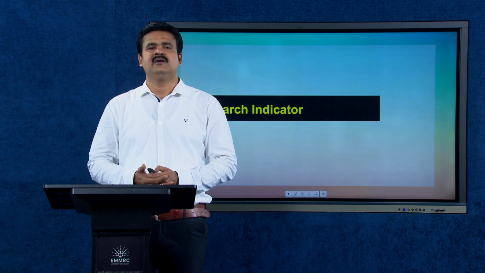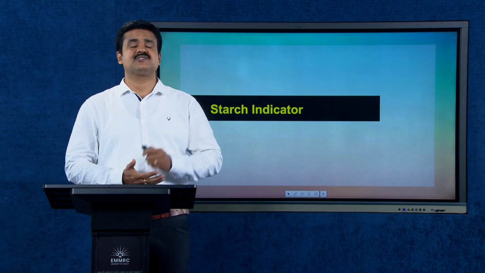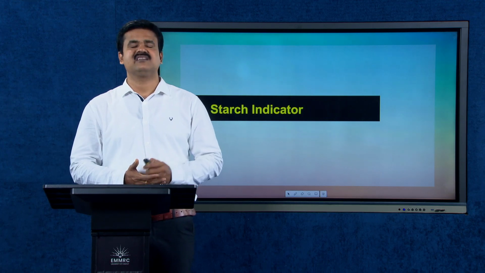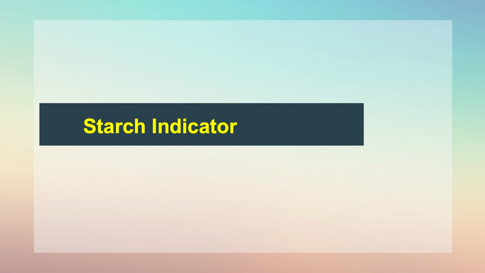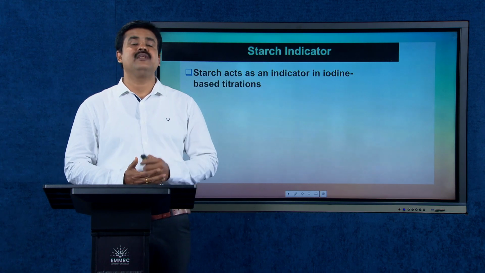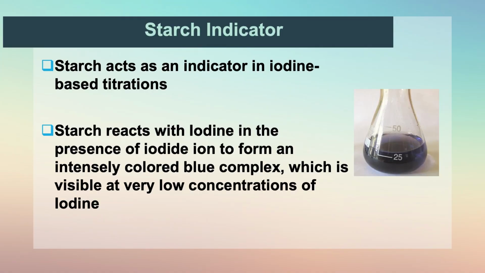these materials. Now, in iodimetry and iodometry, we must have an indicator. The most suitable indicator whenever we are discussing titrations involving iodine is the starch indicator. Now, we can enter into details of the starch indicator. Starch acts as an indicator in iodine based titrations. That means in iodimetry or iodometry, you can use starch as the indicator. Starch reacts with iodine in the presence of iodide ion to form an intensely colored blue complex, which is visible at very low concentrations of iodine. That means even traces of iodine can be indicated by the blue coloration of the starch indicator.